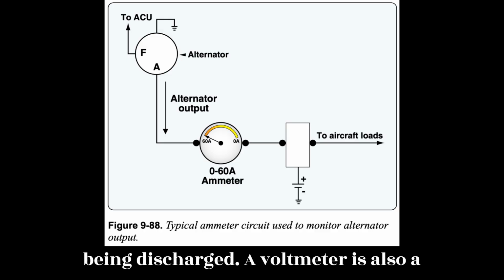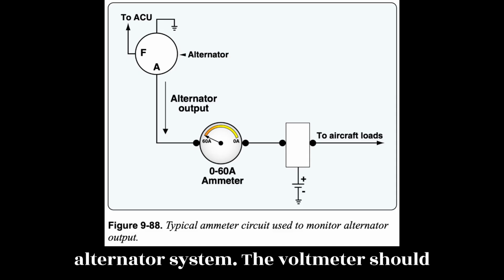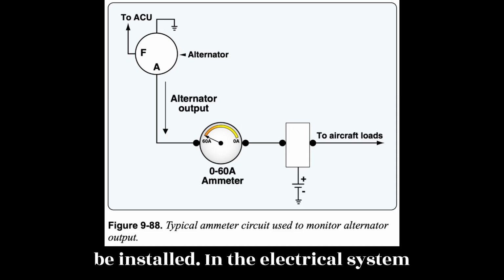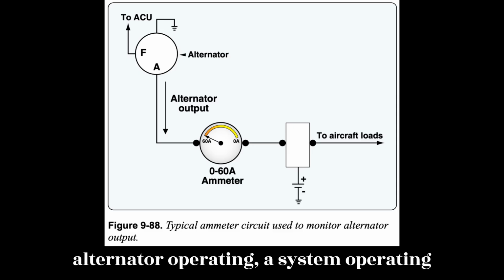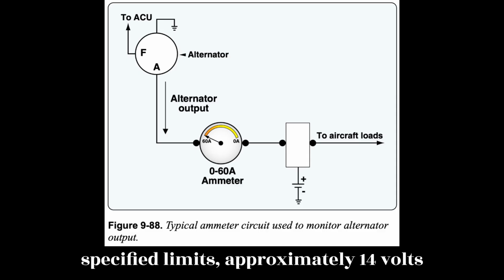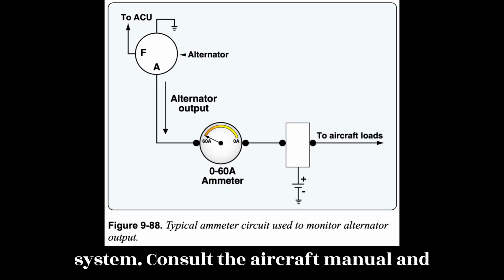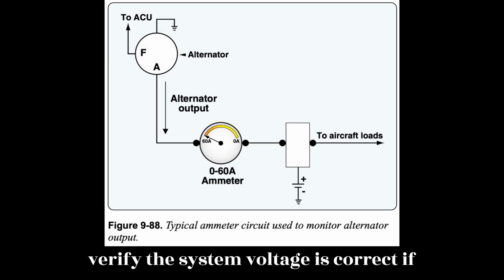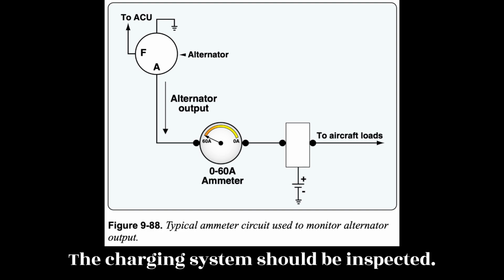A voltmeter is also a valuable tool when troubleshooting an alternator system. The voltmeter should be installed in the electrical system while the engine is running and the alternator operating. A system operating normally produces a voltage within the specified limits, approximately 14 volts or 28 volts depending on the electrical system. Consult the aircraft manual and verify the system voltage is correct. If the voltage is below specified values, the charging system should be inspected.